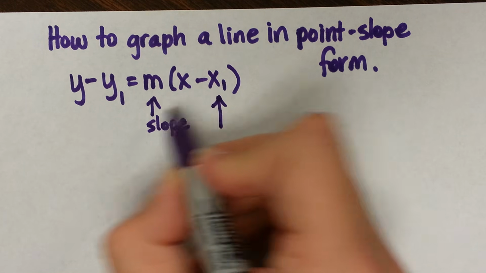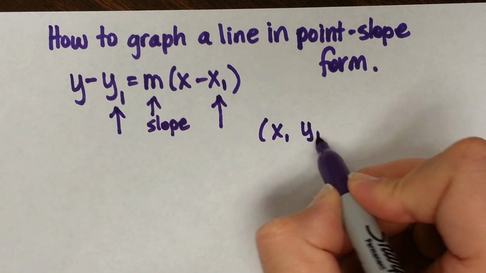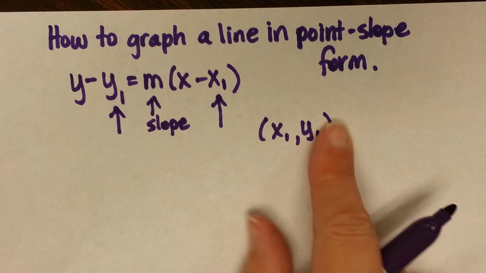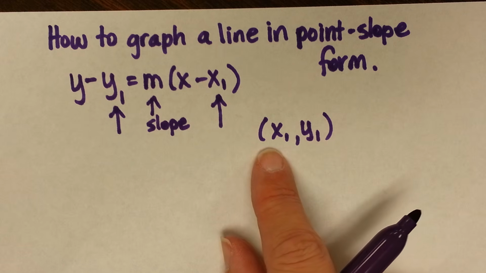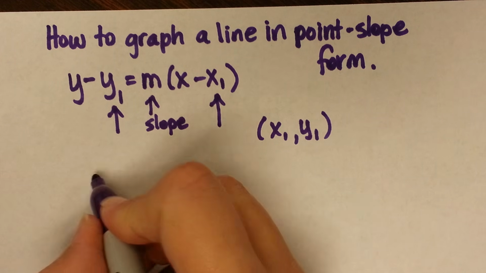and this x1, y1 that we fill in is part of a point. Some specific point that's on the line. You could pick any of the points that's on the line, and you could put them in place of x1, y1. Just make sure that you have one coordinate that you're using and you label it x1, y1. Alright, so let's try an example.